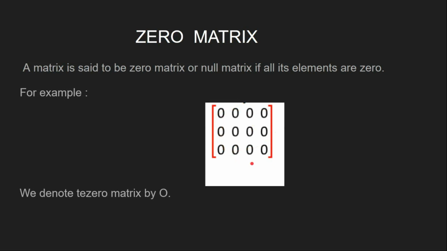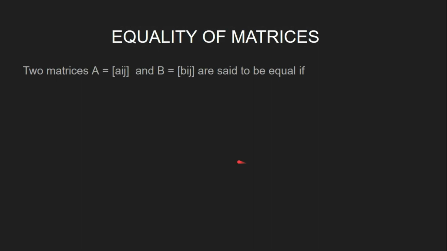So now guys, we have seen different types of matrices, and now we should move on to the next part of this video, which is the equality of matrices. So here we start, guys. Suppose we have two matrices, A with this notation, and another matrix B.